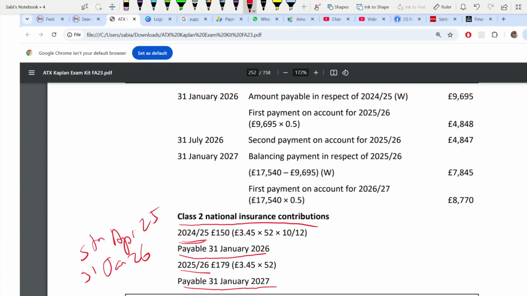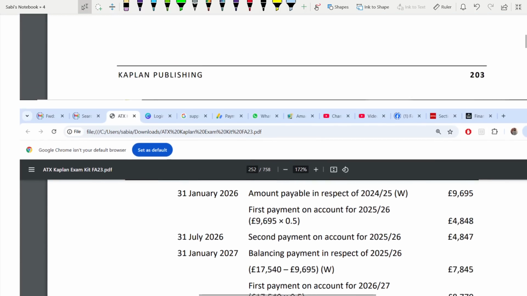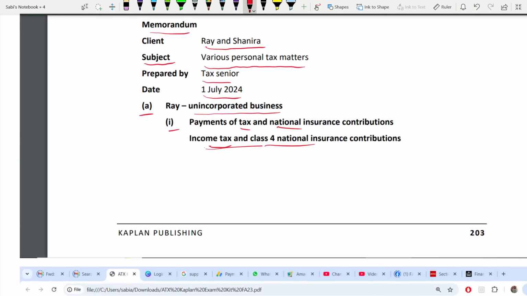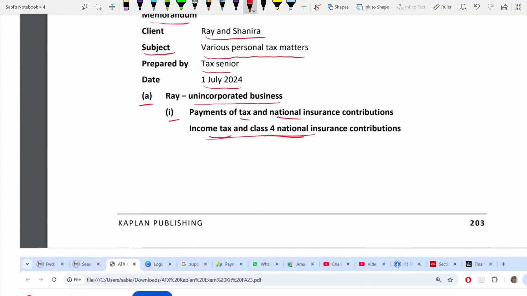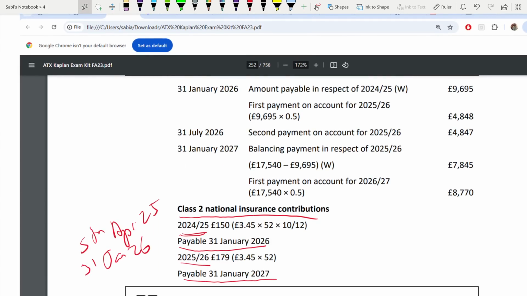They are separate from class 4 and income tax. Class 4 NIC and income tax are paid on a payment on account. So you keep them together like this, and class 2 NIC together. First we'll calculate class 2 NIC because it's easier. Okay.